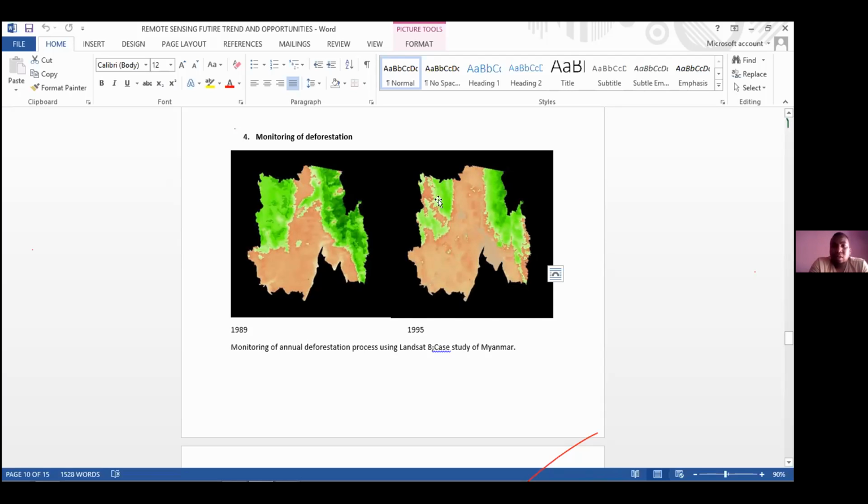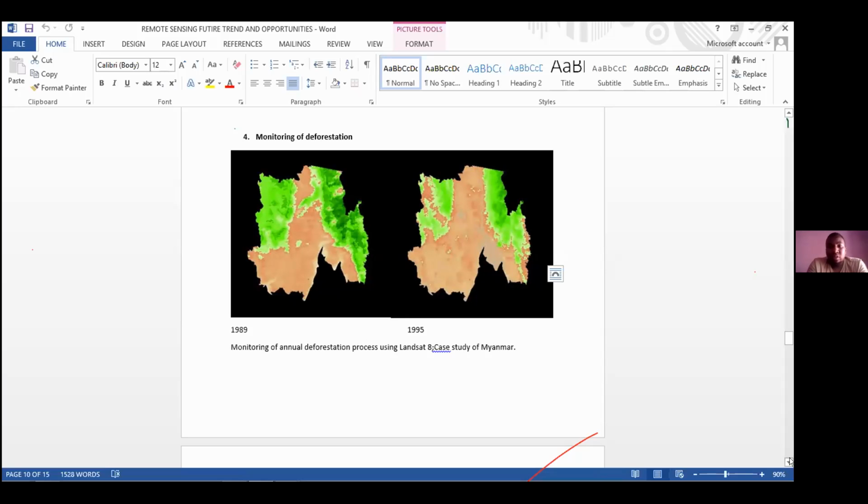You can also see some areas here. When you come to 1995, they're not there. That means deforestation took place in Myanmar from 1989 to 1995. That is perfect evidence of deforestation, and you can do that using remote sensing. You just need to get that image from a satellite.